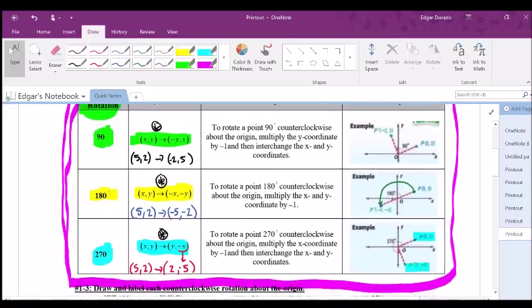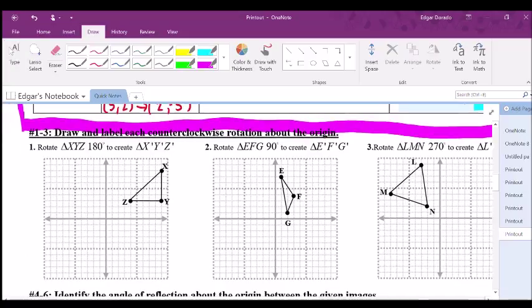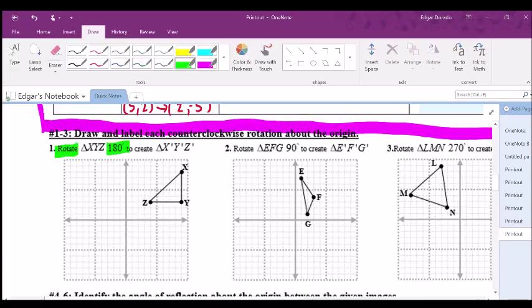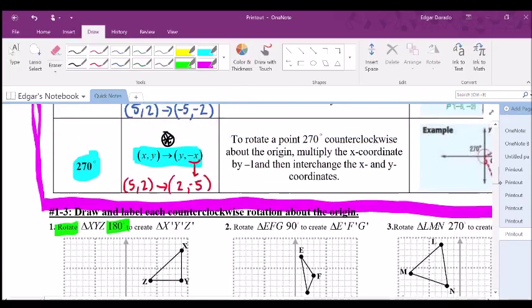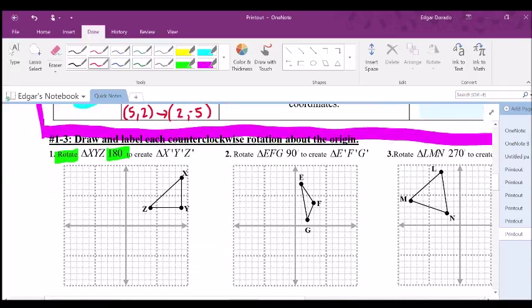So let's go ahead and start with our first example. It says rotate XYZ, so triangle XYZ, 180 degrees to create triangle X prime, Y prime, Z prime. So this is the main thing here. We want to rotate 180 degrees. So what is our rule for 180 degrees? It is (x, y) turns into (negative x, negative y). I'm going to keep that on the side there so I know what to do.